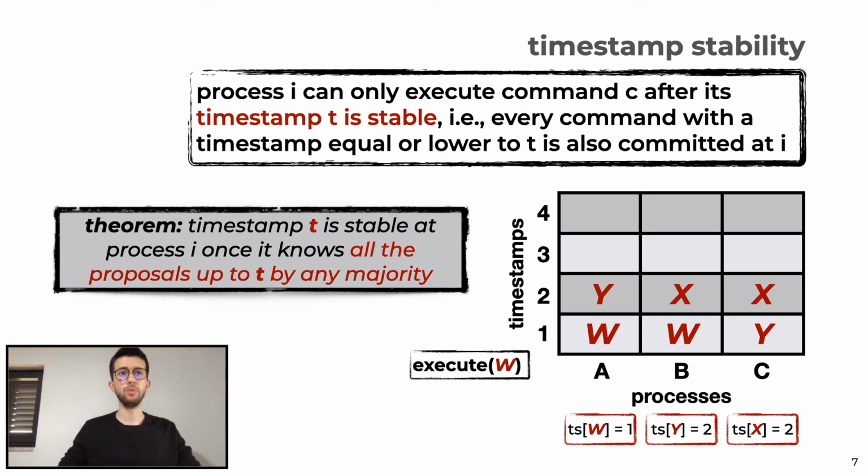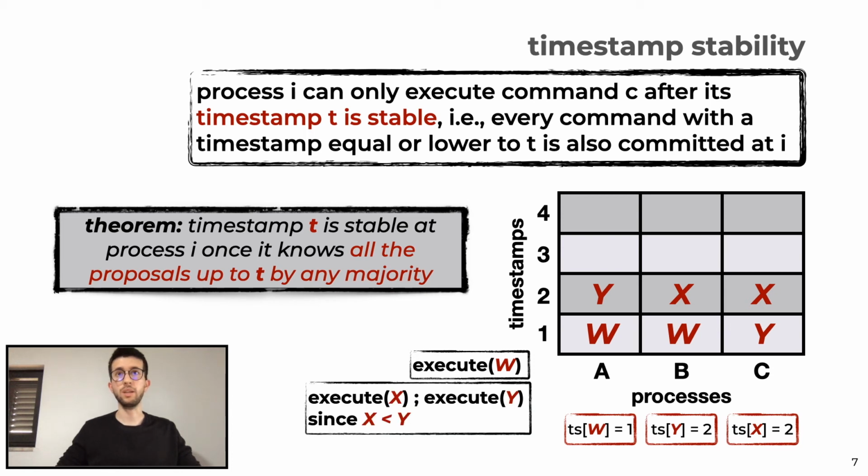In this example, we have two commands committed with the same timestamp, Y and X. And when that happens, we break ties using their identifiers. So in this example, we execute first X and then Y.